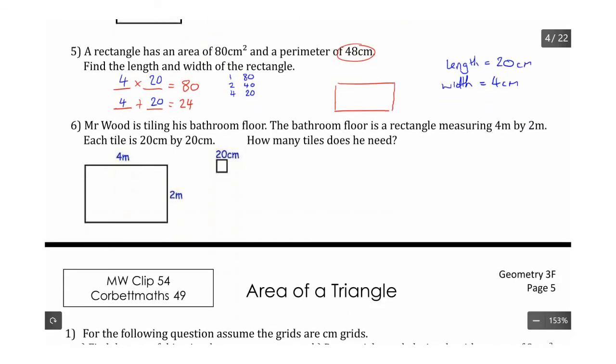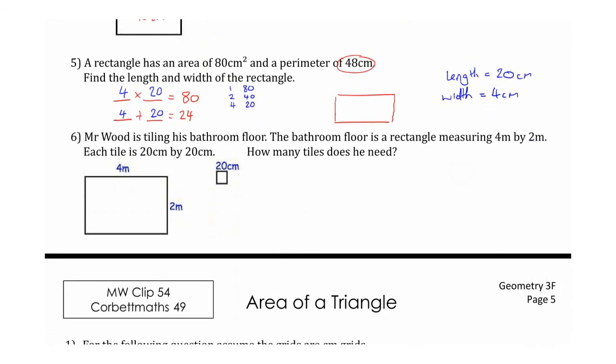Okay, and the last one on the page, Mr. Wood is tiling his bathroom floor. The bathroom floor is a rectangle measuring 4 meters by 2 meters, and each tile is 20 centimeters by 20 centimeters. How many tiles does he need? There's two ways to do this question. Method 1, I guess we could call it.